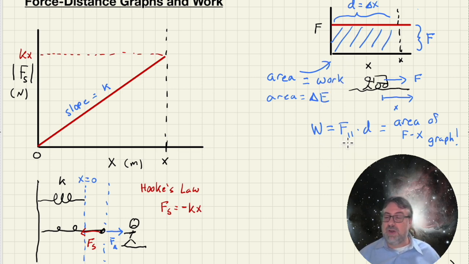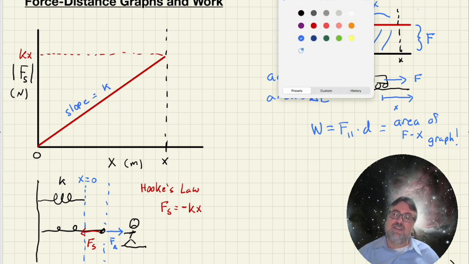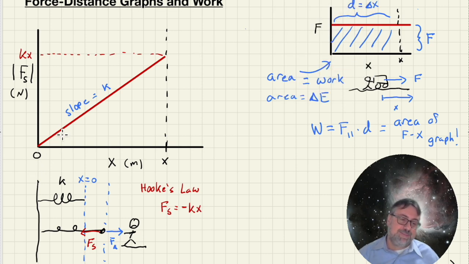The problem with this work equation is it doesn't tell us what to do if my force is not a constant value. On a spring, the force is always changing value as my d increases. That is represented by this graph. But I can still apply the same rule, and I can calculate the area under this graph to calculate the work being done.